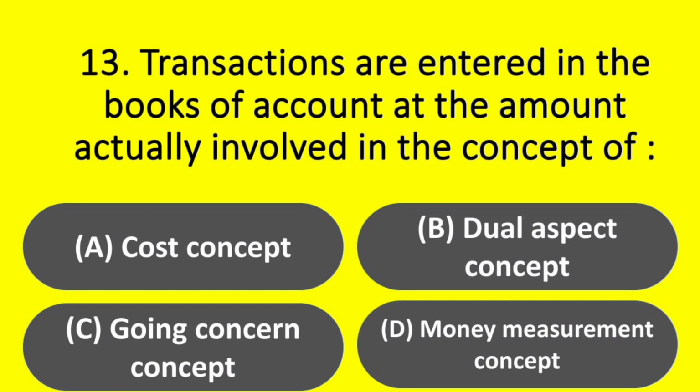Transactions are entered in the books of account at the amount actually involved in the concept of: option A, Cost concept; option B, Dual aspect concept; option C, Going concern concept; option D, Money measurement concept. Answer: option A, Cost concept.